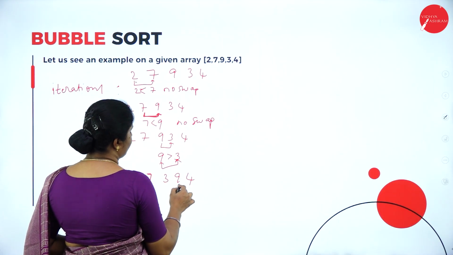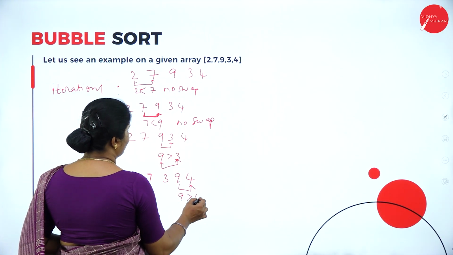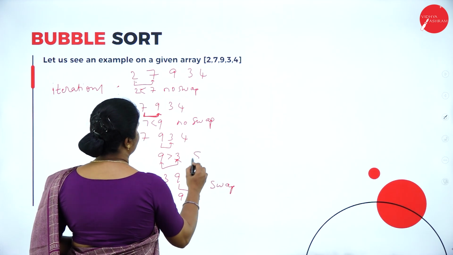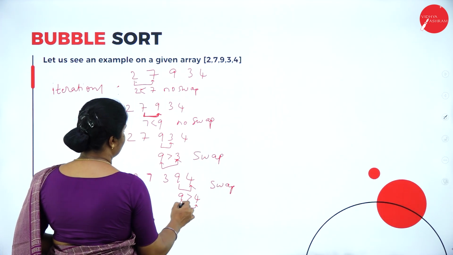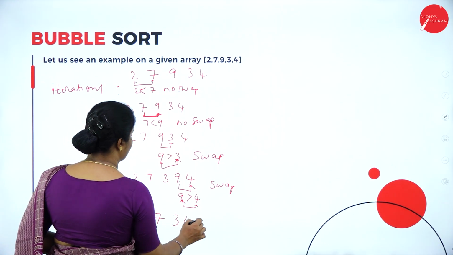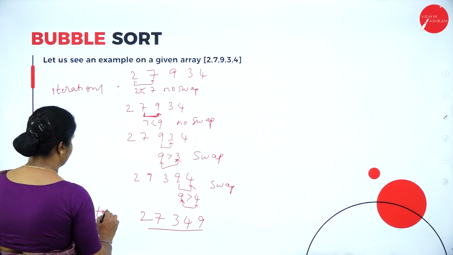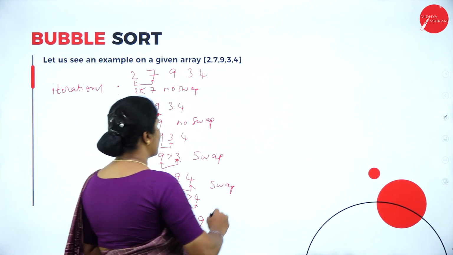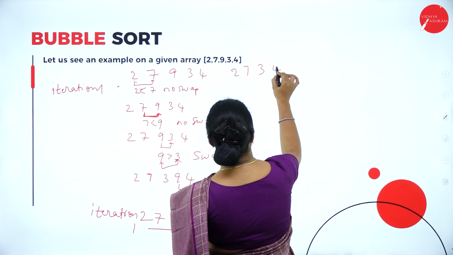So, next I am going to compare 9 and 4. 9 is greater than 4, hence do swap. After swapping 9 and 4, what is the answer? 2, 7, 3, 4, 9. So, this is the outcome of the first iteration. Now I have an array list 2, 7, 3, 4, 9.